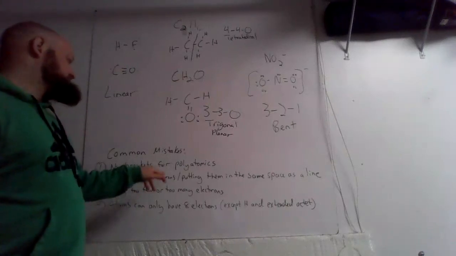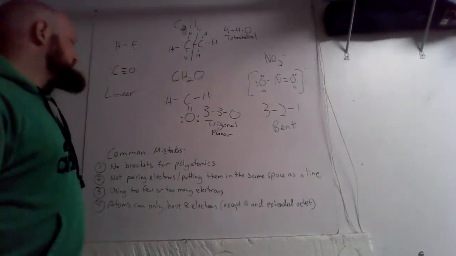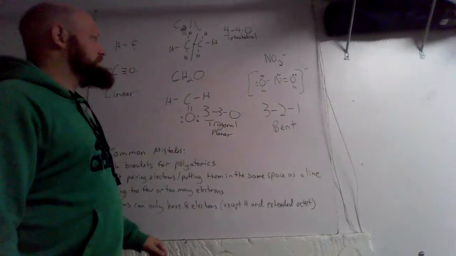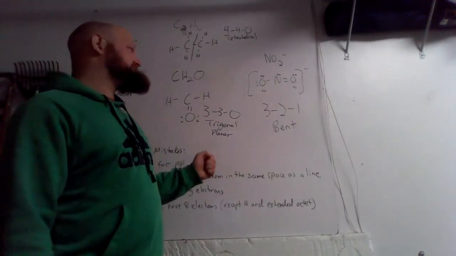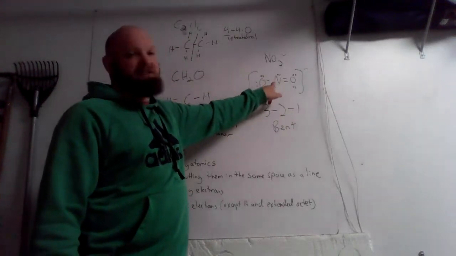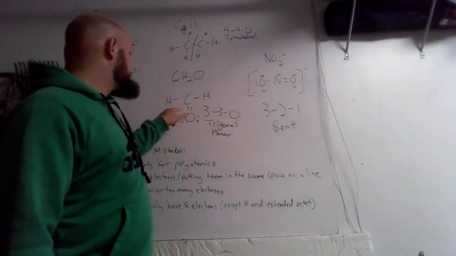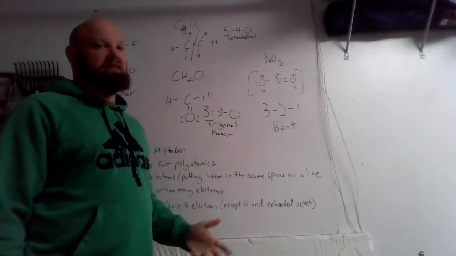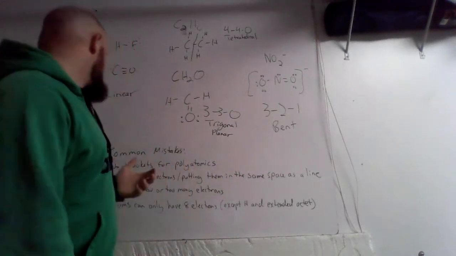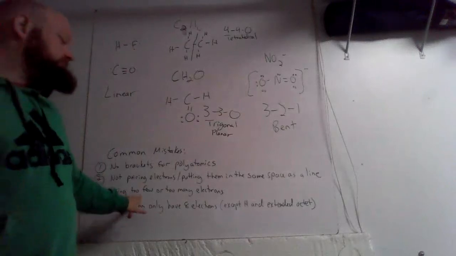Second, not pairing electrons or putting them in the same space of line. So maybe some people are putting 1 dot here, they have to be paired up, and they can't be in the same space as a line. So you can't put them right here, for example. You can't put them right here. You can't put them somewhere where you already have a line. That space is already occupied. Okay? Using too few or too many electrons.